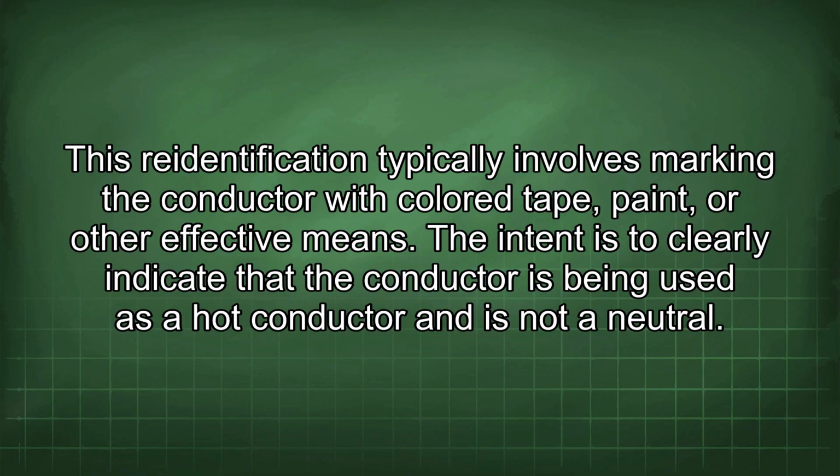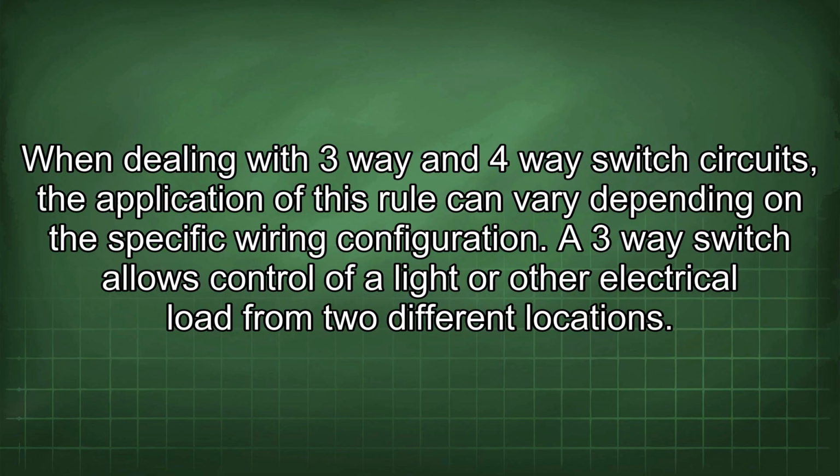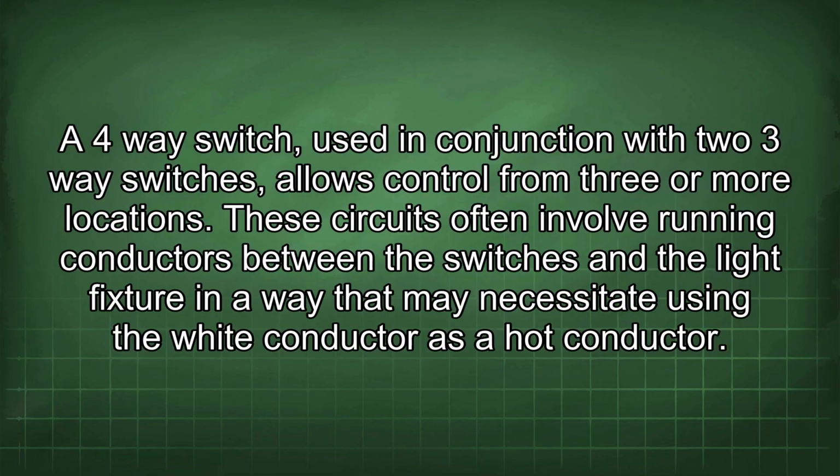This re-identification typically involves marking the conductor with color tape, paint, or other effective means. The intent is to clearly indicate that the conductor is being used as a hot conductor and is not a neutral. When dealing with three-way and four-way switch circuits, the application of this rule can vary depending on the specific wiring configuration. A three-way switch allows control of a light or other electrical load from two different locations. A four-way switch, used in conjunction with two three-way switches, allows control from three or more locations. These circuits often involve running conductors between the switches and the light fixture in a way that may necessitate using the white conductor as a hot conductor.